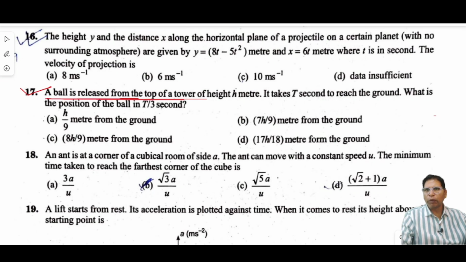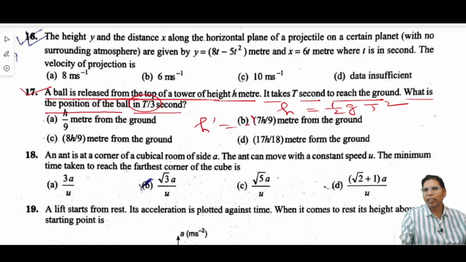A ball is released from the top of a tower of height h meter. It takes T seconds to reach the ground. What is the position of the ball at T by 3 seconds? Now look at this. h is equal to half g T square. Now we have to calculate the position at t equal to T by 3. So this is the h dash is equal to half g, T by 3 whole square. So this is the 1 by 9 into half g T square.